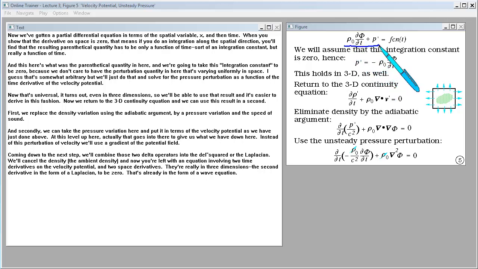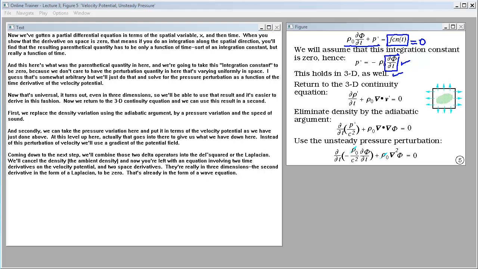And here's what was the parenthetical quantity in here. We're going to take this, quote, integration constant to be zero, because we don't care to have a perturbation quantity in here that's varying uniformly in space. I guess that's somewhat arbitrary, but we'll just do that and then solve for the pressure perturbation as a function of the time derivative of the velocity potential. Now that's universal, it turns out, even in three dimensions, so we'll be able to use that result, and it's easier to derive in this fashion.